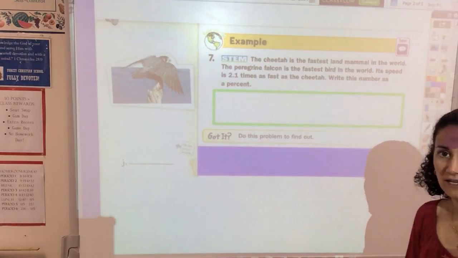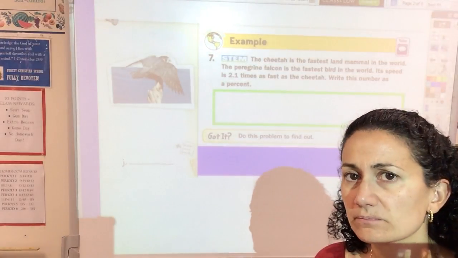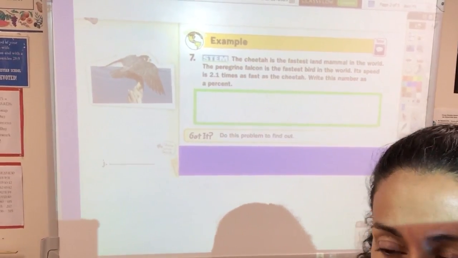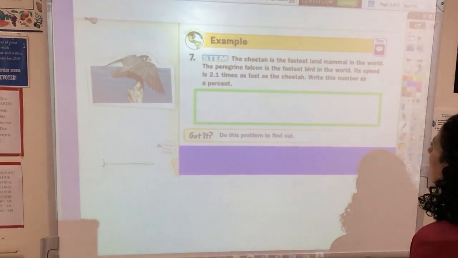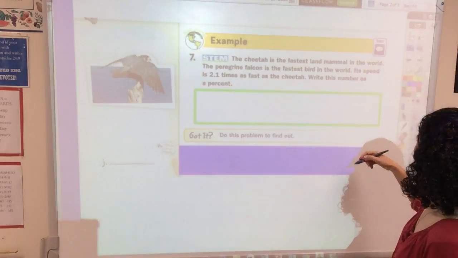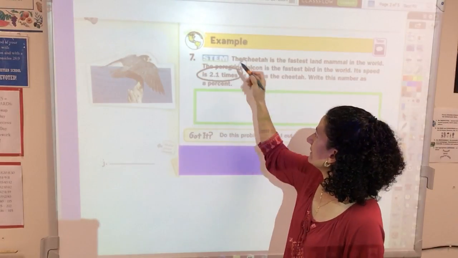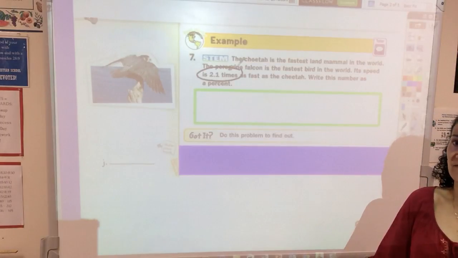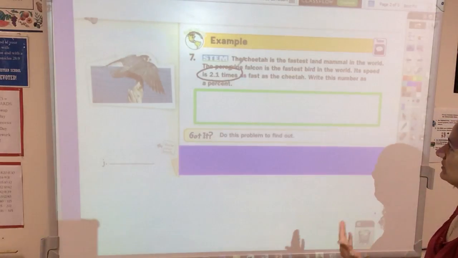Here, let's look at a real life example. Okay, so here we have the cheetah, the fastest land mammal in the world. The peregrine falcon is the fastest bird in the world. Its speed is 2.1 times as fast as the cheetah. Write this number as a percent. So we want to just write this 2.1 times as a percent. How much percent faster is that falcon than the cheetah?